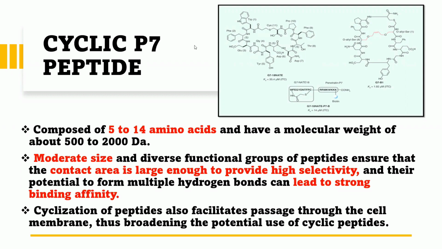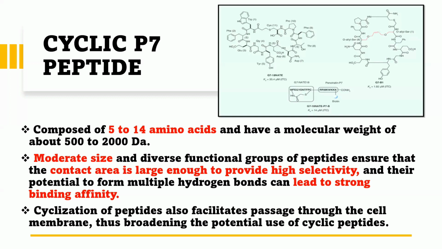So this is the figure that shows the structure of the cyclic P7 peptide. Generally, cyclic peptides are usually composed of 5 to 14 amino acids and have a molecular weight of about 500 to 2000 Dalton. The moderate size and diverse functional groups of peptides ensure that the contact area is large enough to provide high selectivity, and their potential to form multiple hydrogen bonds can lead to strong binding affinity.